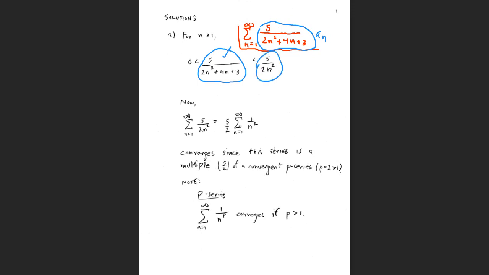Now, why do I want to make that kind of comparison? It's because I know something about the series where the terms are 5 over 2n squared. So a sub n is 5 over 2n squared plus 4n plus 3, and 5 over 2n squared is b sub n.